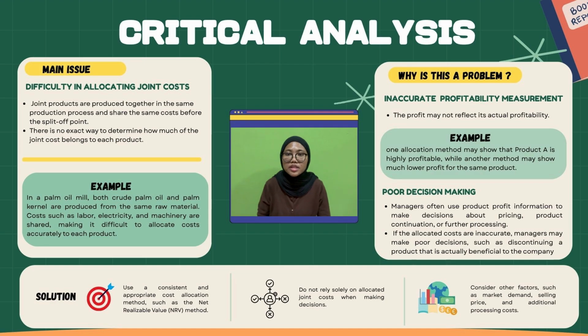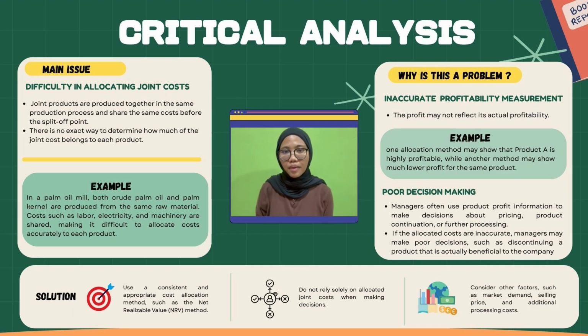The second issue is poor decision making. Managers often rely on product profitability reports to make important decisions. For example, setting selling prices, deciding whether to continue or discontinue a product, and choosing whether to process a product further or sell immediately. However, if the allocated costs are not accurate, managers may make wrong decisions. They might discontinue a product that is actually profitable for the company in reality. This shows that relying heavily on allocated joint costs can be misleading.